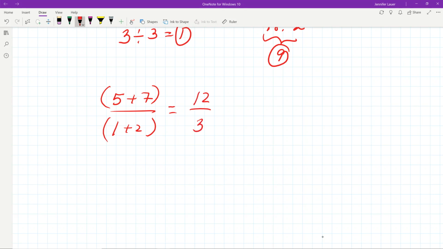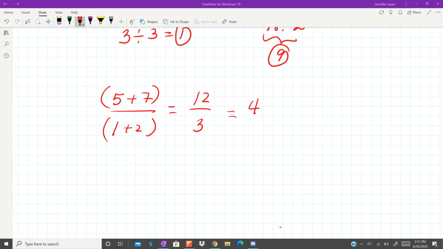Now you can divide. How many 3's are in 12? You'd say 3, 6, 9, 12. That's 4. So be careful with those because a lot of times they're written without parentheses, but you have to do those first. Okay? And that is it on order of operations, part 1.